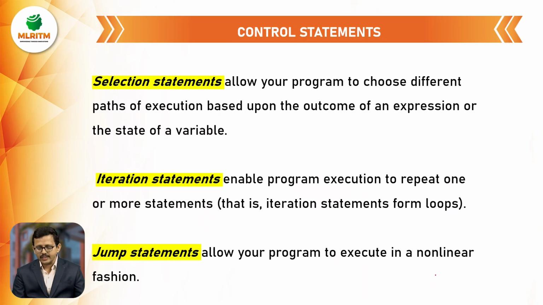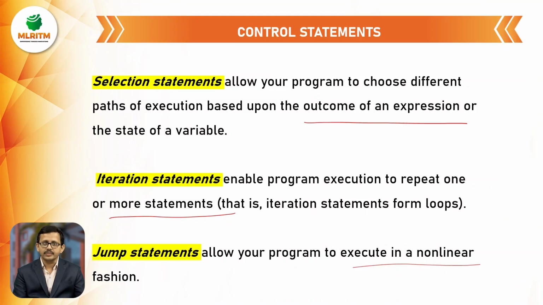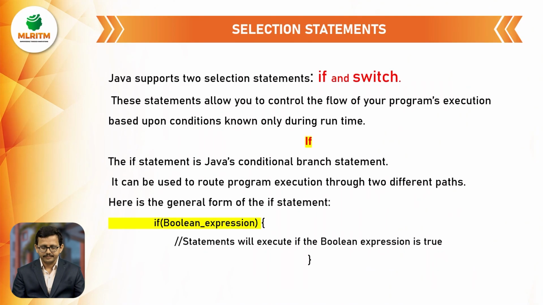Selection statements allow your program to choose different paths of execution based on the outcome of an expression or the state of a variable. Next, iteration statements enable program execution to repeat one or more statements. When a condition is satisfied, we have to repeat it. Next, jump statements allow the program to execute in a non-linear fashion. Sometimes we have to jump from one point to another without considering all the iterations in the middle. At that time we use the jump statements.